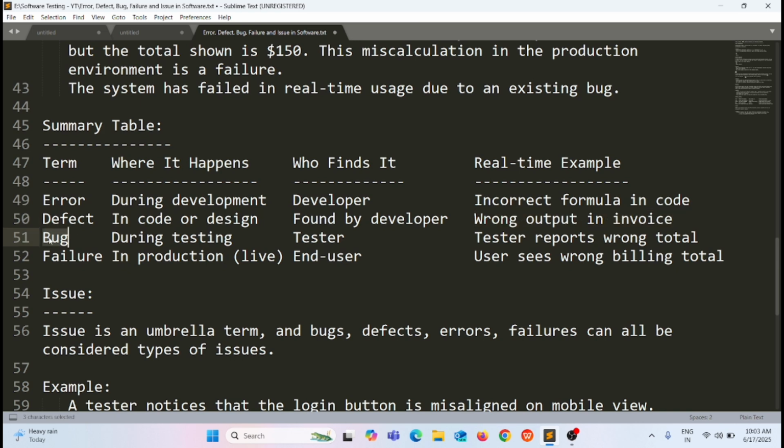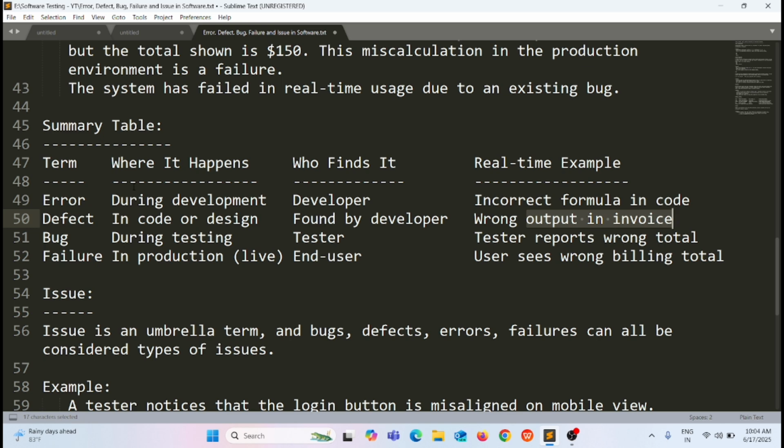Now bug: during testing, when the expected result and actual result do not match, and that mismatch is found by the testing team in the testing environment, it is called a bug. Where do we get the bug? During testing. Who finds it? The tester. Example: the tester reports the wrong total. If the wrong total is reported by the developer, that is called a defect. If the wrong total is reported by the tester, that is called a bug.